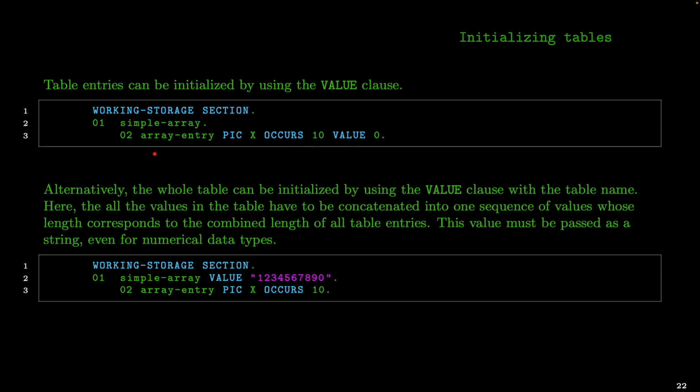And we have another option to initialize an array if we do not want to initialize the whole array with the same value, but each entry with a different one. And here we have to use the value clause after the name of the array, so on level 1. And we have to put all the values for all the entries in the array consecutively into one string, which has to be enclosed in quotation marks, even if it's a numerical data type.